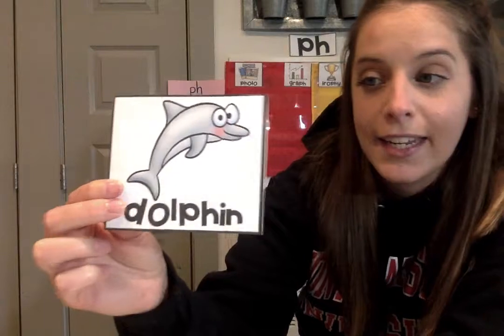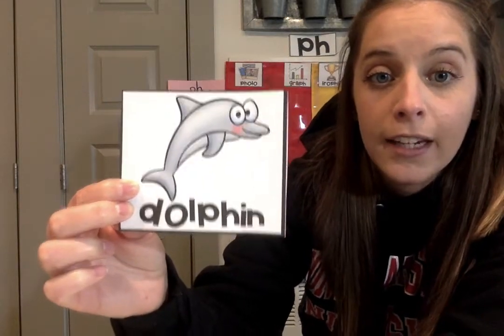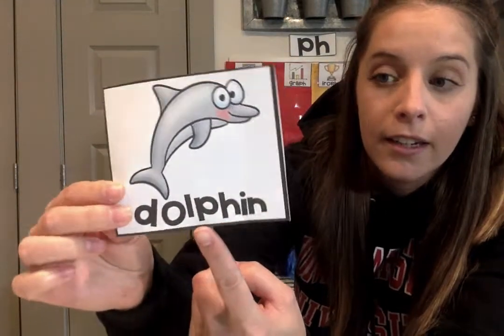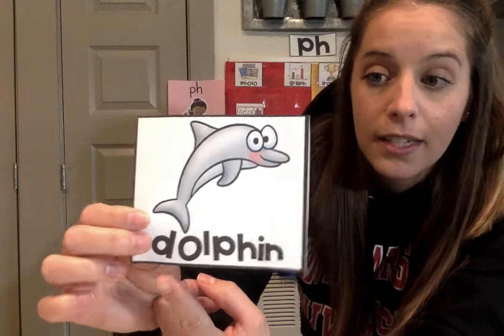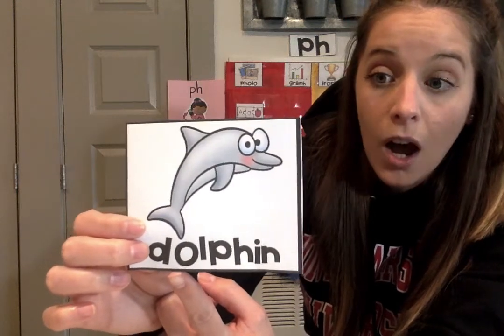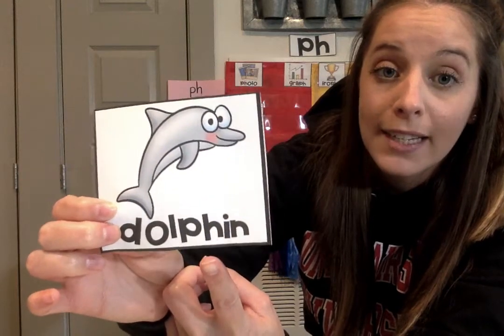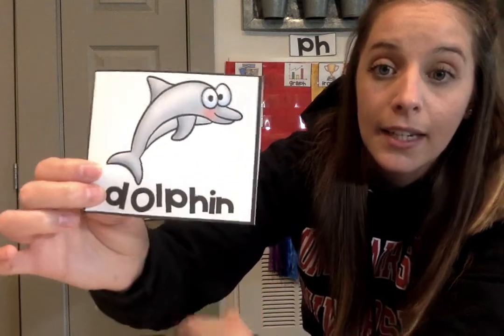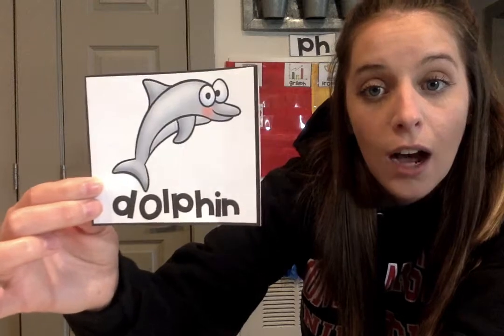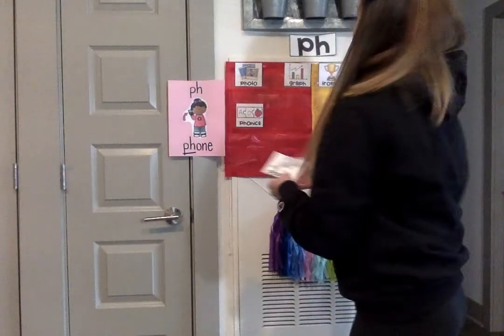You might see this animal in the ocean, and it is a dolphin. Dolphin. We know that D says D, short O says A, L says L, PH says F, short I says I, N says N. Blend that together. Dolphin. Dolphin.